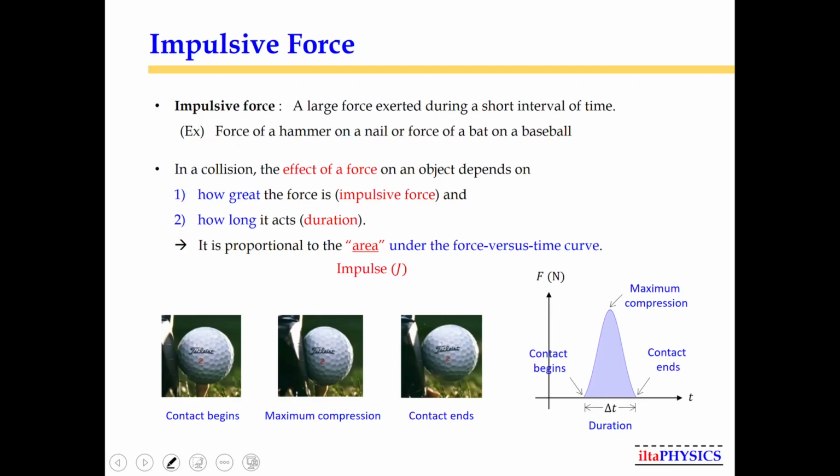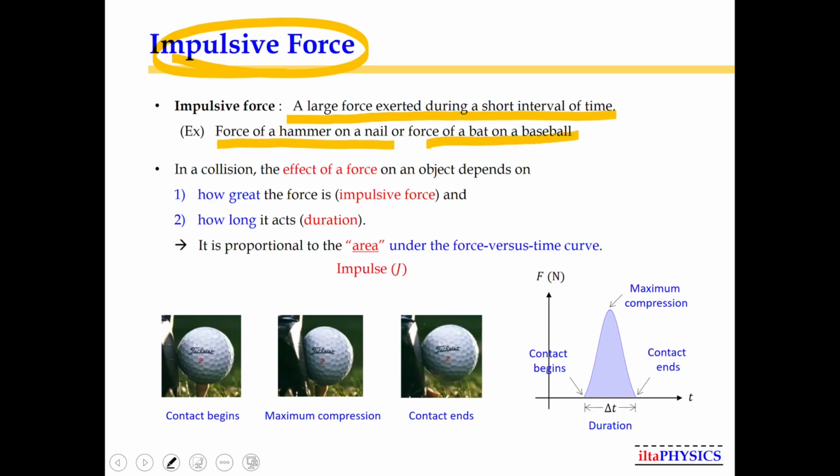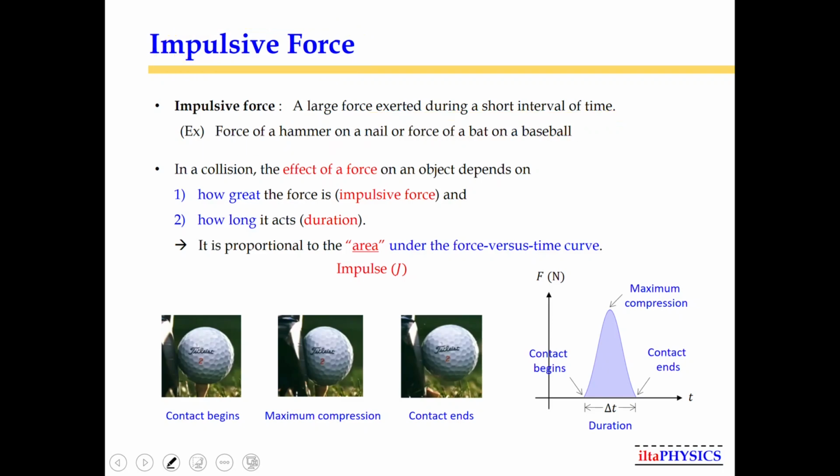In a typical collision process, the force applied to the objects is called impulsive force. This kind of collision usually happens over a very short time interval. Think of the force applied when hitting a nail with a hammer or hitting a baseball with a bat. The image below shows a classic example of a collision.